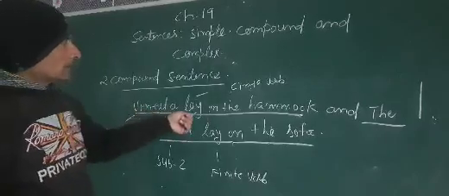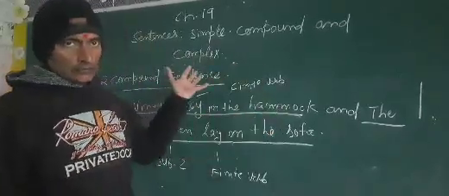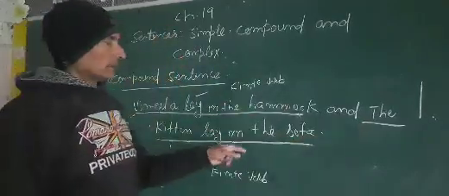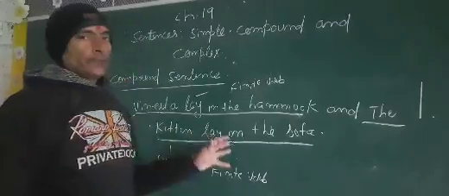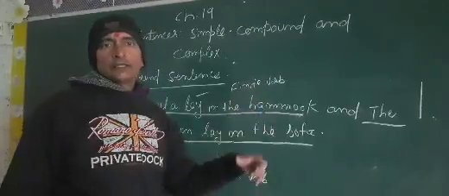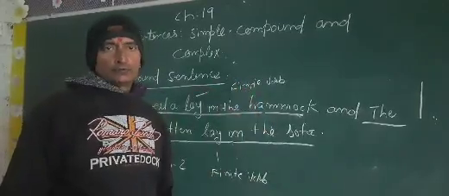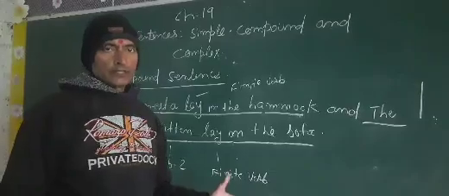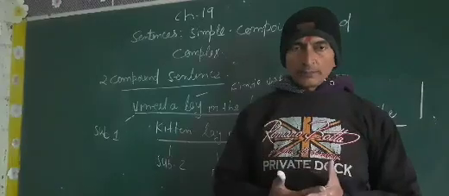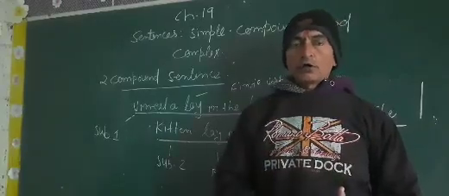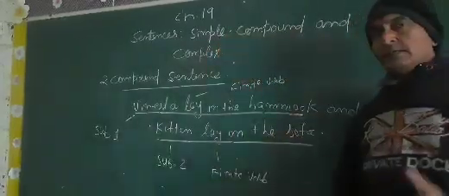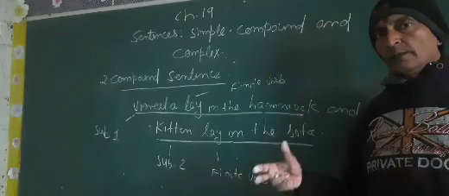So Vinita lay in the hammock. This is independent clause or coordinate clause, and the other clause, the kitten lay on the sofa, is also independent clause. This clause also does not need help from other clause to make its meaning completed. So we can say that in compound sentence there could be one principal clause, one coordinate clause, or two principal clauses. They will not be depending on any other clause. They are independent in their meaning.